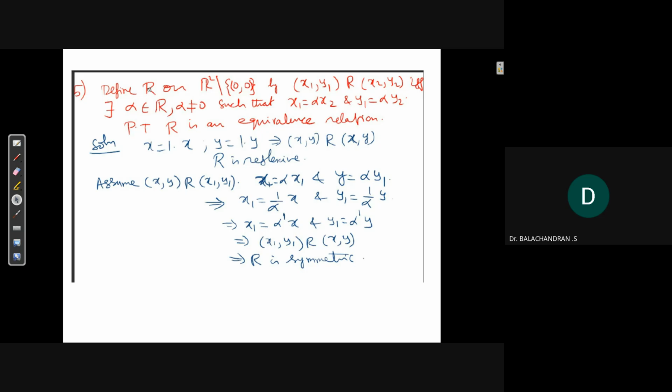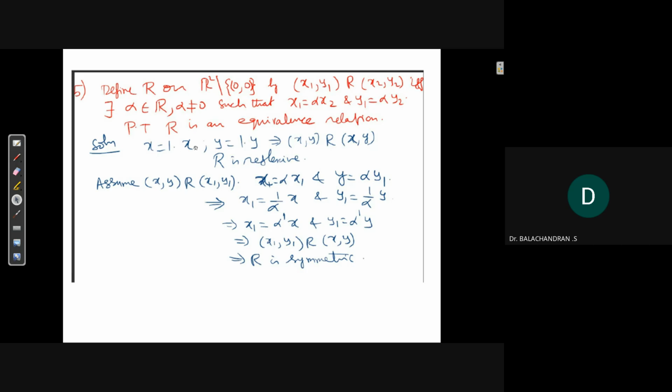I think you know the difference between this R and this R. This is R, this is R square, and this is the relation R. These two ordered pairs are related if and only if the first element is equal to some real number into the first element. Similarly, the second element is equal to some real number into y2, the second element. So we should show that R is an equivalence relation. First I should prove x comma y related to x comma y. So for this, how to prove this one?